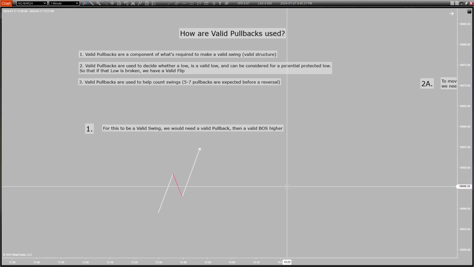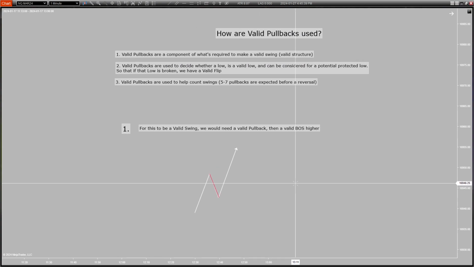Moving on, how are valid pullbacks used? Now we know what they are, how do we actually use them? A valid pullback is a component of what's required to make a valid swing. Inherently, a swing would be a high and a low, which means a valid high and a valid low. We'll talk more about valid and protected, but for this to be a valid swing, it would need to be a valid pullback and a valid break of structure higher.